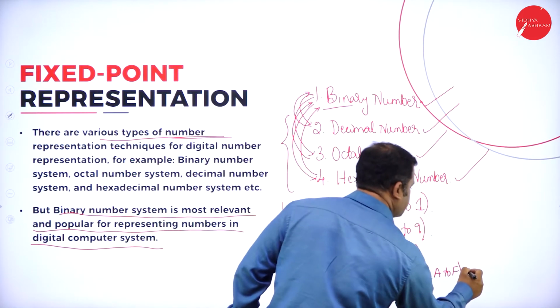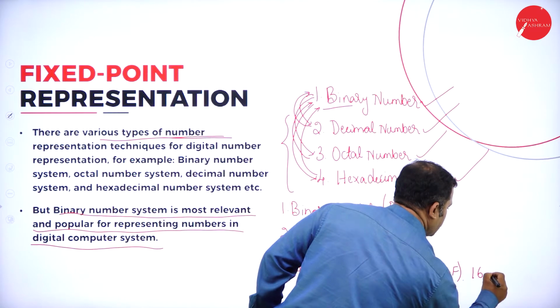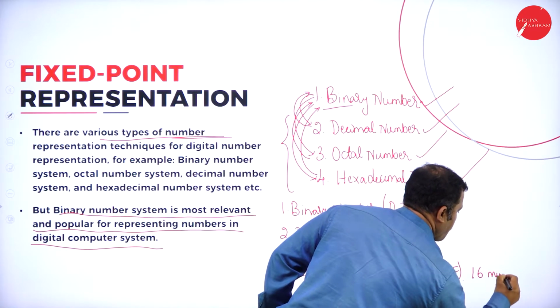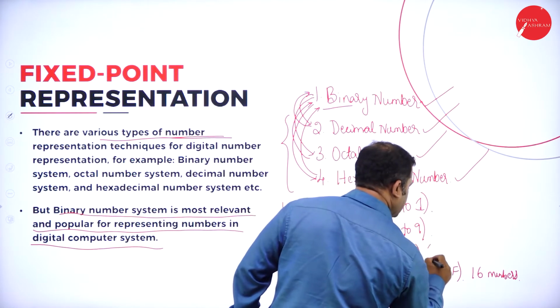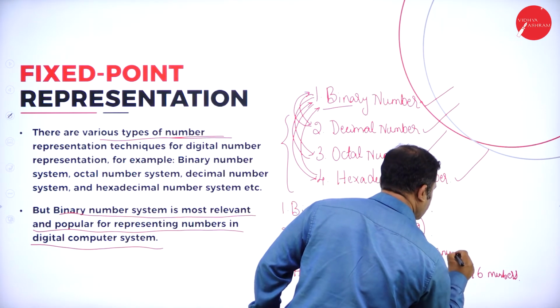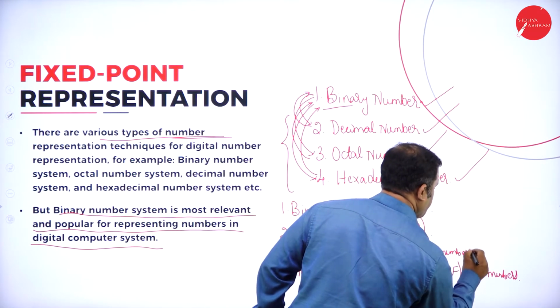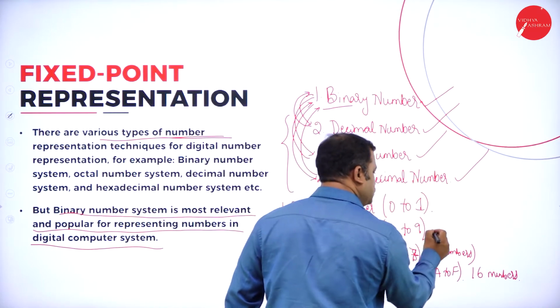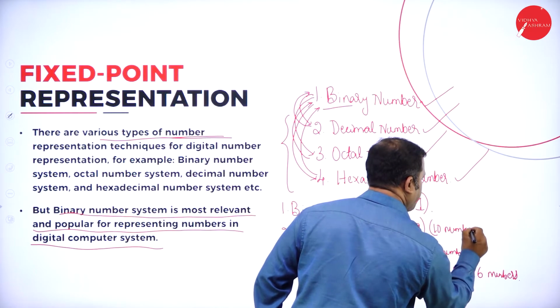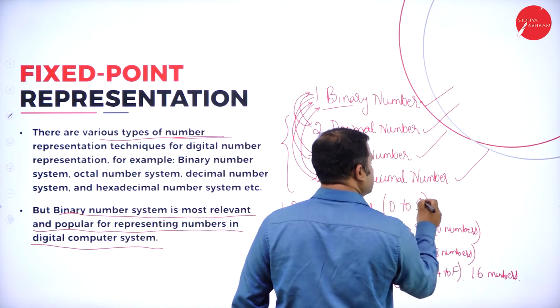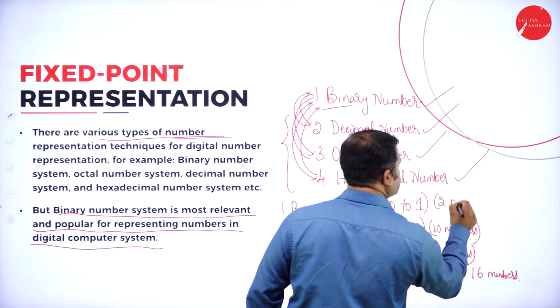Hexadecimal includes 16 numbers, hexa. Octal means 8 numbers. Decimal, deci means 10 numbers, that is 0 to 9. Then 0 and 1 means 2 numbers.